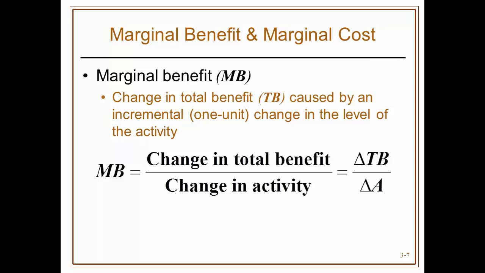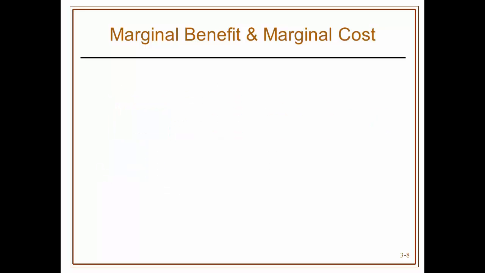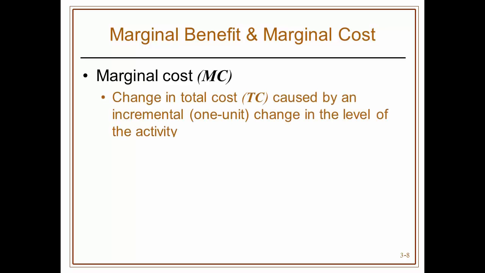So when I divide that change in the total benefit by the change in the activity, it'll tell me, well, what happens to your total benefit as you hire one more person? Or again, what happens to your total output if you hire one more person? So this marginal benefit is going to be really important for us to look at and to compare marginal benefit with the marginal cost. So what do we mean by marginal cost? Well, it's a very similar definition.